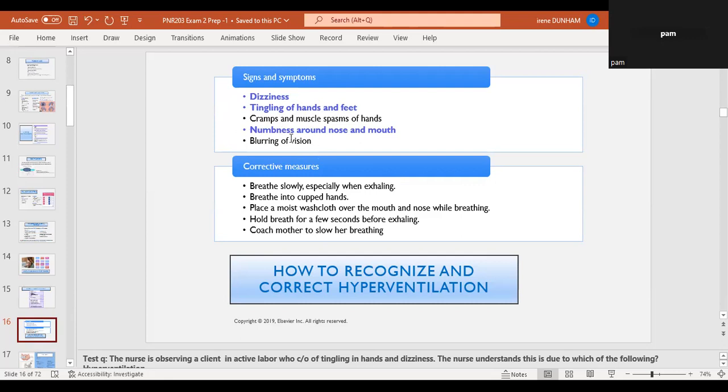I don't want to get to that point. Usually when my patient says that they're feeling dizzy and have tingling of their hands and feet, I know we have hyperventilation. Okay. Now, how are you going to correct it?